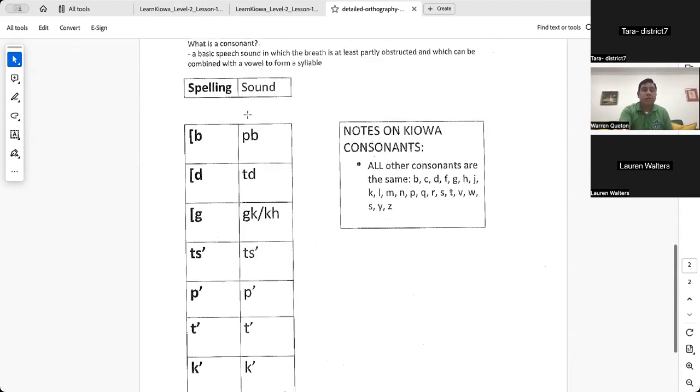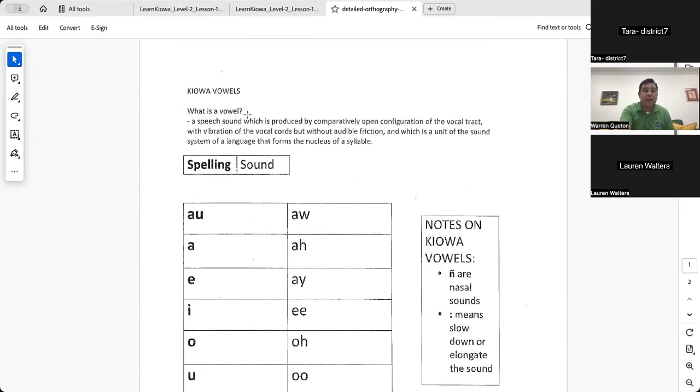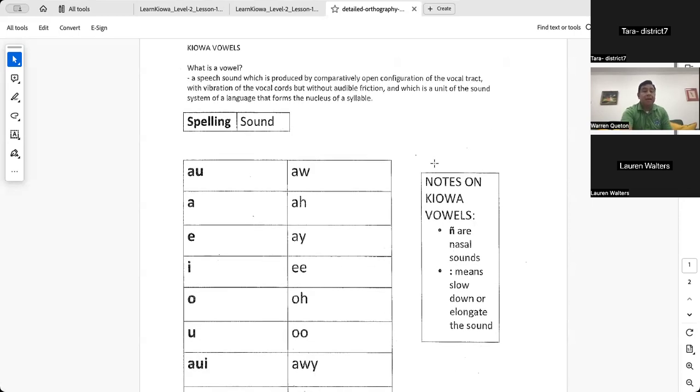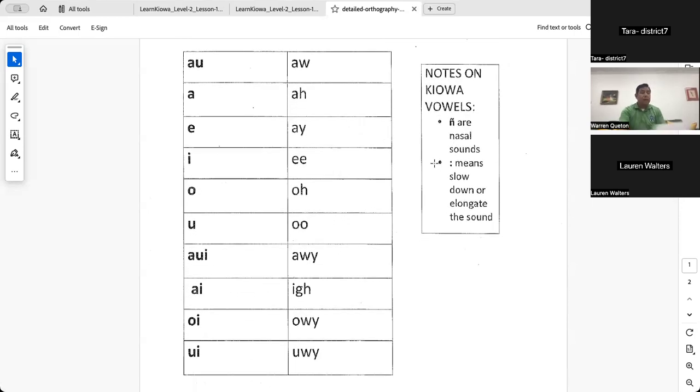Okay, so we're going to jump down. I'm just going to do a quick review of the sounds in Kiowa, and then we'll run through some of these. If you look on that first page, you see the AU. There are 10 vowels in Kiowa. I'm going to give you a word for each so that you can hear the difference in the vowels.